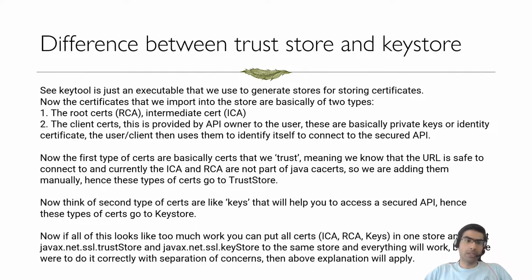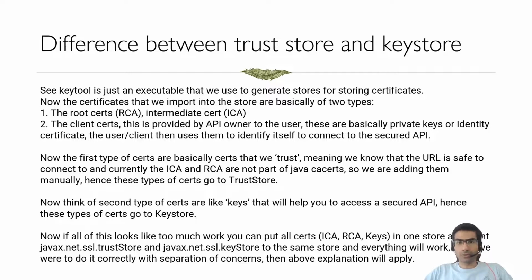The first type of certs, the ICA and RCA, are basically the certs that we trust, meaning we know that the URL is safe to connect to, and the ICA and RCA are not part of the JRE lib security CA certs, due to which we are getting the PKIX exception. So we add them. Hence, these type of certs go to TrustStore. And the client certs are like keys, which help us to access a secured API. Hence, these go into KeyStore.